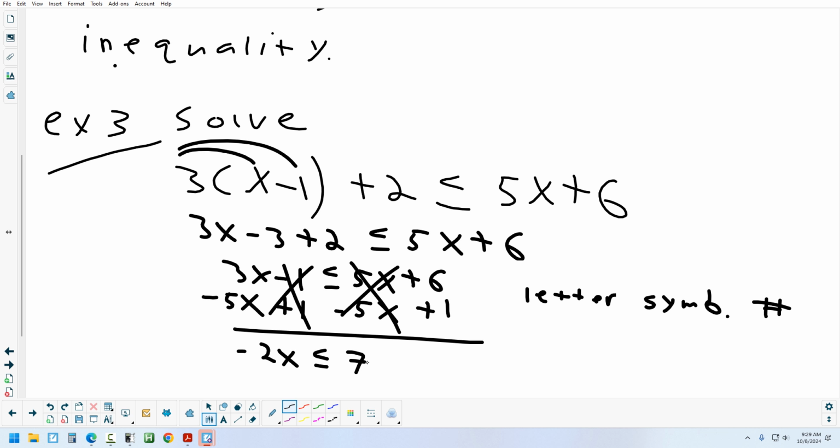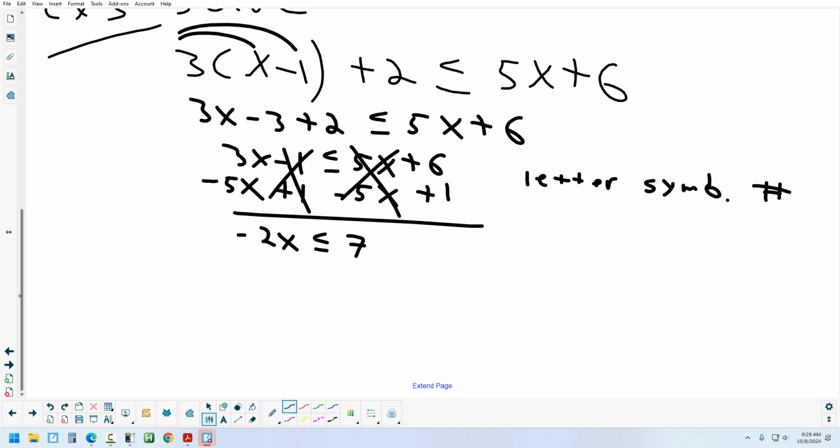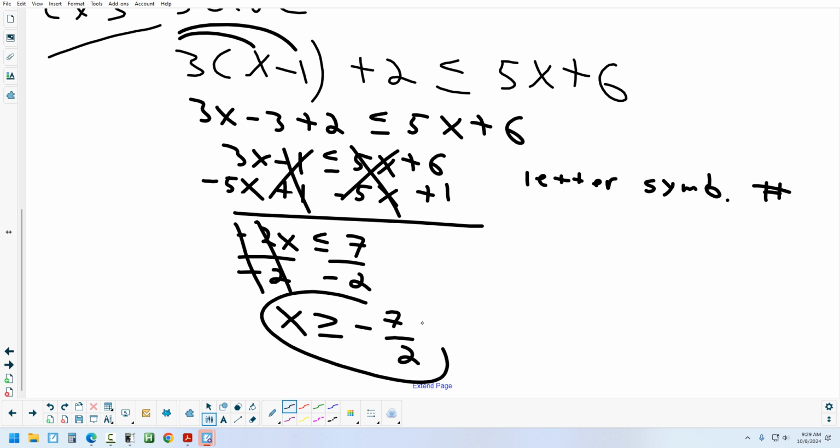Now, I haven't done any multiplying or dividing in this problem yet by a negative, so I haven't had to flip anything. What's going to be my next step? Yep, divide by negative. I'm going to divide by -2. Because I divided by a negative, what do I have to remember to do? Yep, flip the sign. So I would do that right away. X is by itself on the left, and on the right, I would just leave it as -7/2.